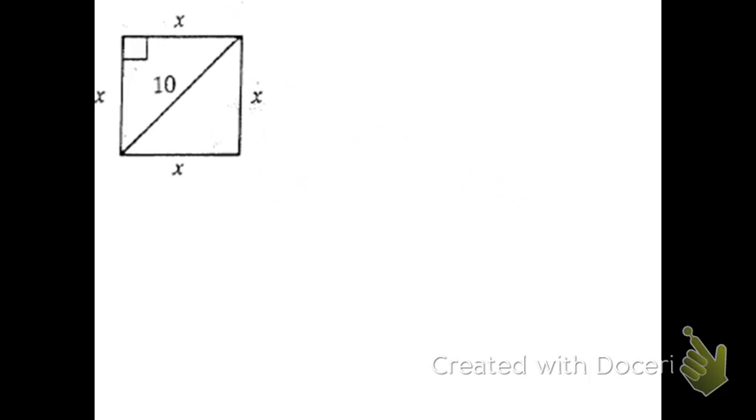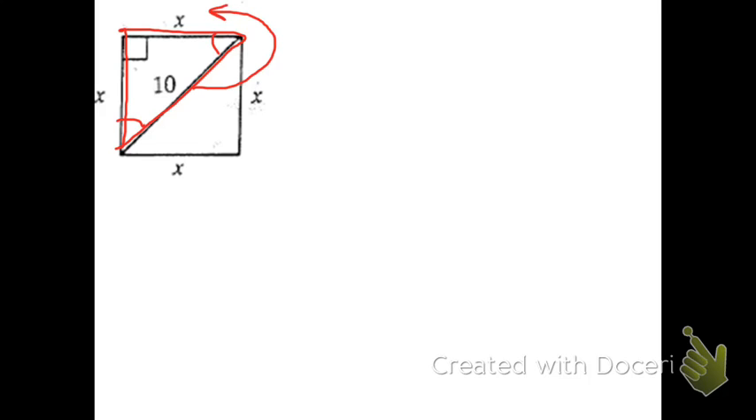Let's try a slightly different problem. Now, this is the square with the diagonal drawn. That means we have two 45, 45, 90 triangles, because the diagonals of a rhombus, and a square is a type of rhombus, will bisect the angles of the rhombus. So we know that's a 45, 45, 90 triangle, and we know the hypotenuse.